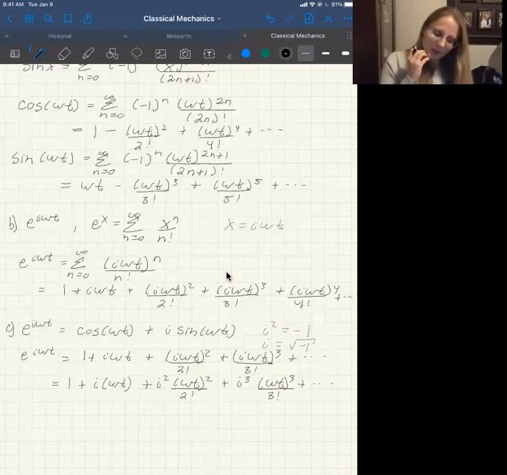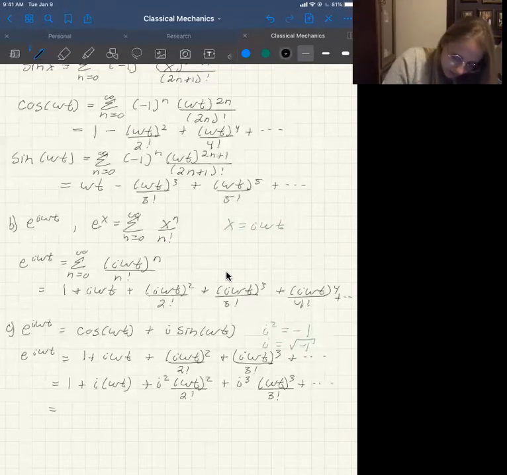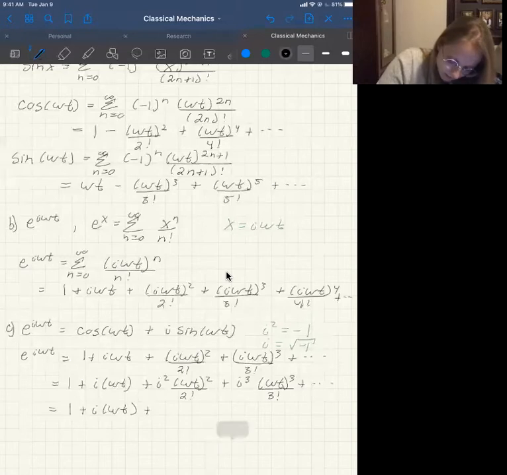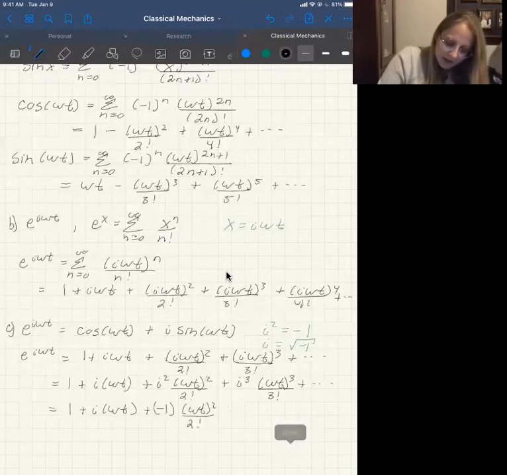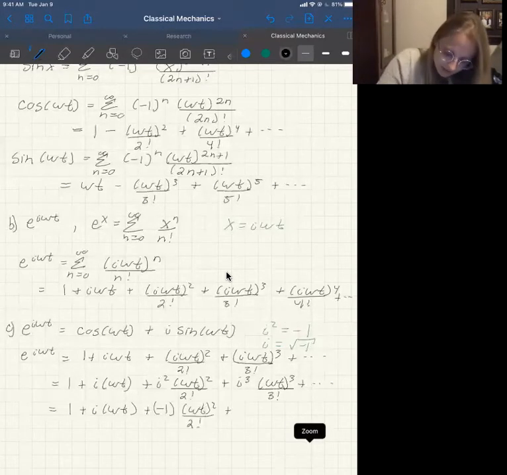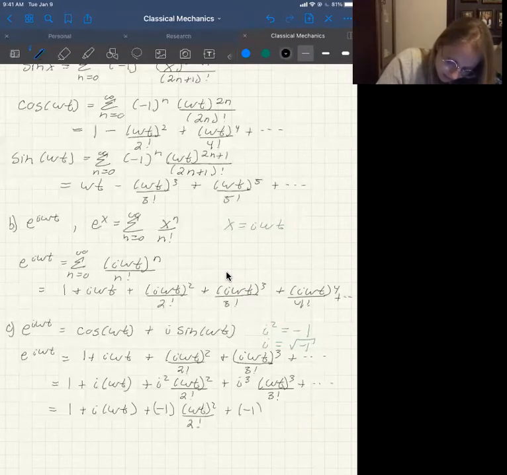So now I'm going to go through and use that identity that I wrote down at the beginning, that i squared is equal to -1. So that doesn't change the first 2 terms. But for the third term here, we have i squared, so I can rewrite that as -1. Nothing else really changes here. And then for this term, I can rewrite i to the cubed as i times i squared. And since i squared is -1, I can rewrite this as -1 times i times omega t cubed over 3 factorial.